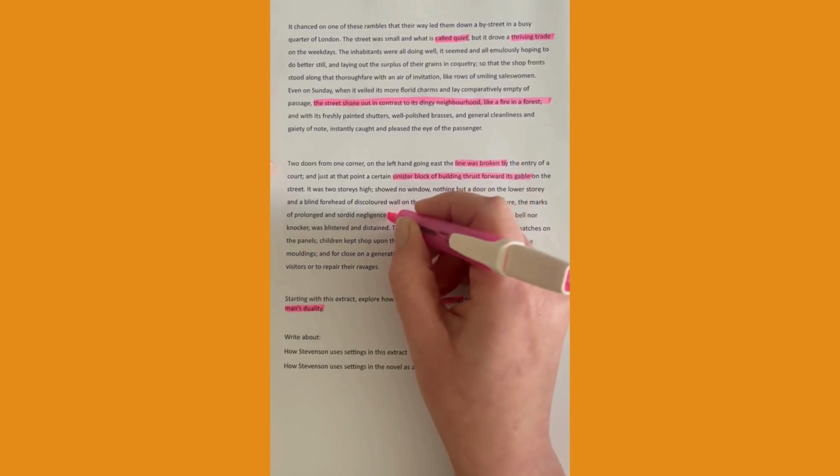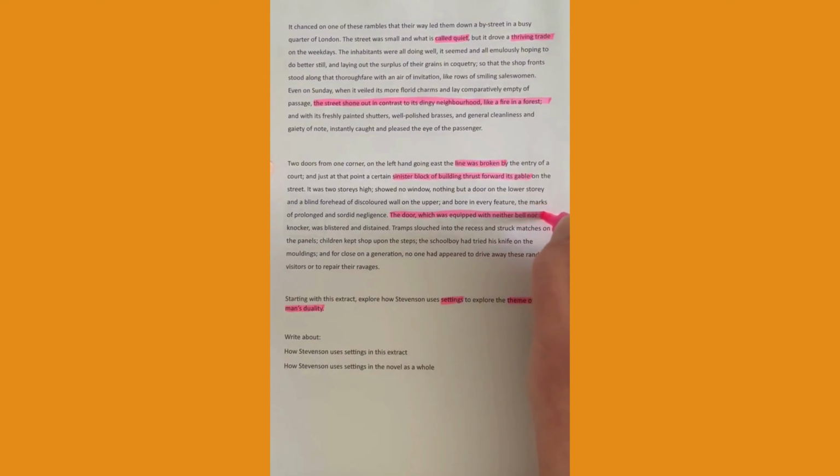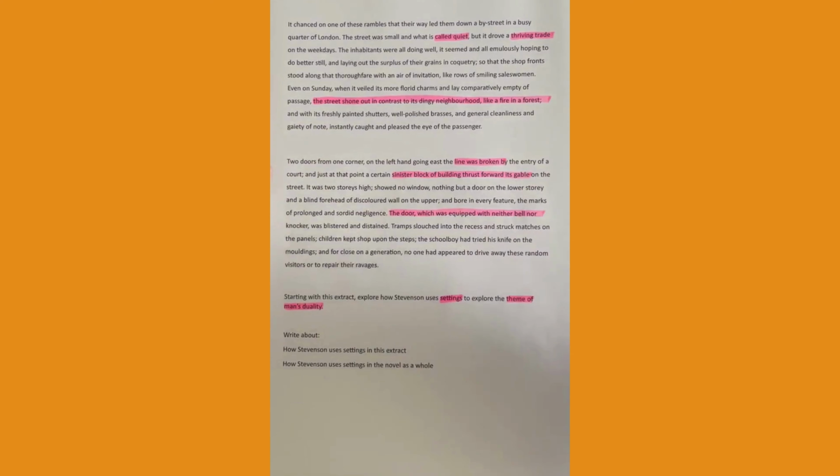It was two stories high, showed no window, nothing but a door on the lower story and a blind forehead of discoloured wall on the upper, and bore in every feature the marks of prolonged and sordid negligence. The door, which was equipped with neither bell nor knocker, was blistered and distained. So the door, which should be an entrance, which should be something that welcomes people, has no knocker, has no doorbell. Tramps slouched into the recess and struck matches on the panels. Children kept shop upon the steps. The schoolboy had tried his knife on the mouldings, and for close on a generation no one had appeared to drive away these random visitors or to repair their ravages. Throughout there we have those contrasting quotations.